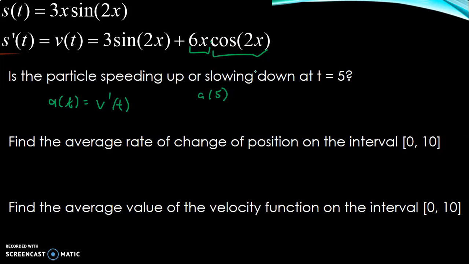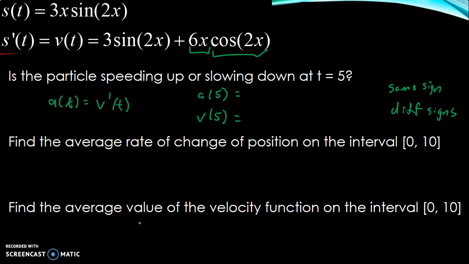Now, when you look at speeding up or slowing down, you also need to look at v of 5. So we're going to look at both of those on the calculator and just look for if they have the same sign or if they have different signs. If they have the same sign, they're speeding up. If they have different signs, they're slowing down.